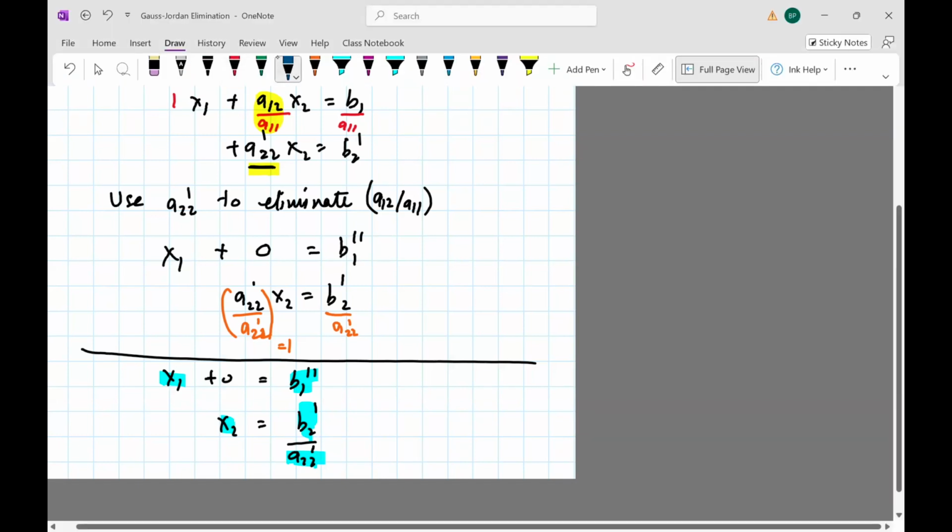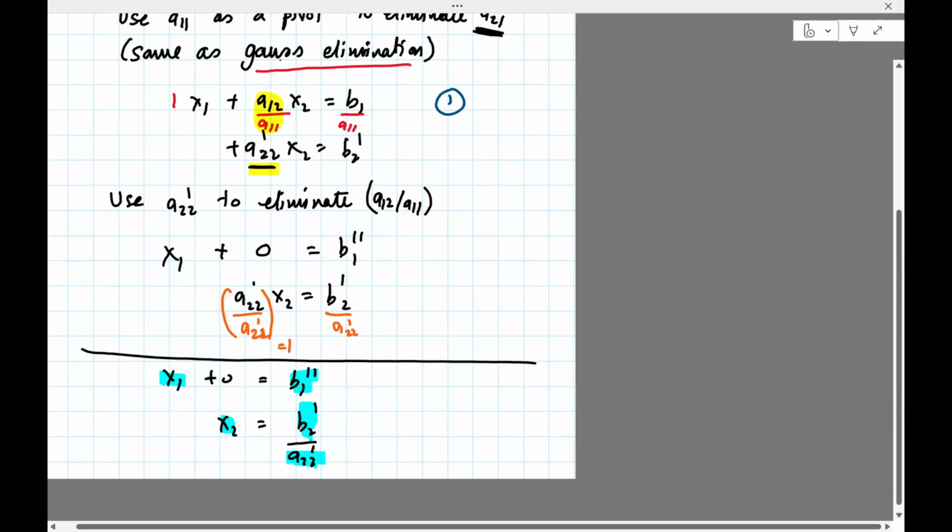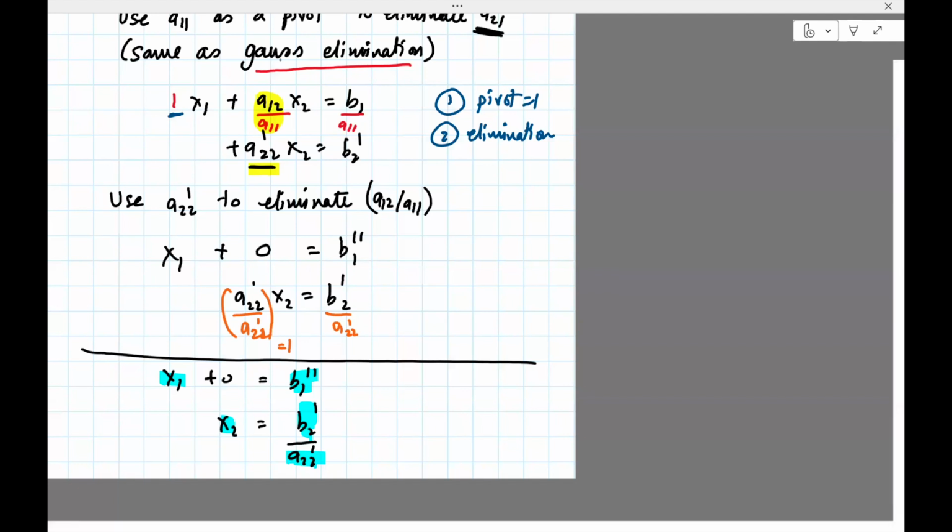Now, I said there are two things you need to do here. There was pivot equals 1. We need a 1. And then the second step was elimination. What I've shown you here is I did the elimination first and did the pivoting, putting the pivot as 1 after that. But normally the way they usually do this is they first make the pivot equal to 1, and then they try to do the elimination. And that is just so that it's always nice to deal with the number 1.